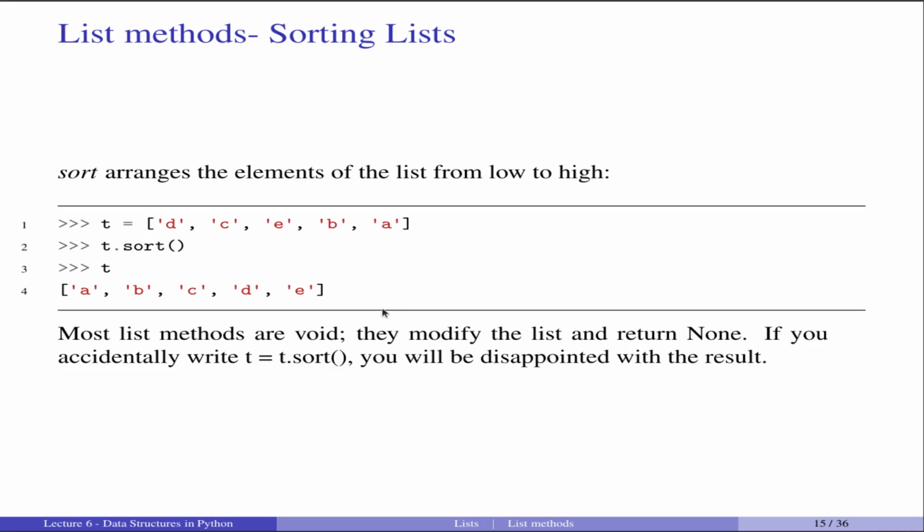One thing to note is that most list methods are void. Void means, as we already know, those are void functions. So that means they will not return me anything. For example, if I ever write t equals t dot sort, it will not return me anything. So while using these methods, remember this.